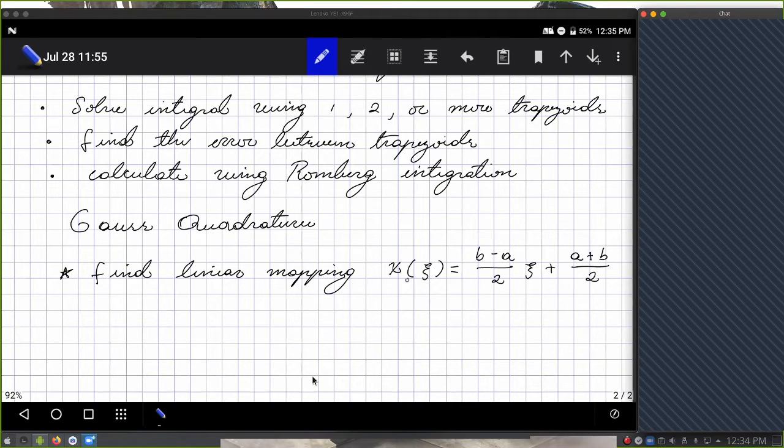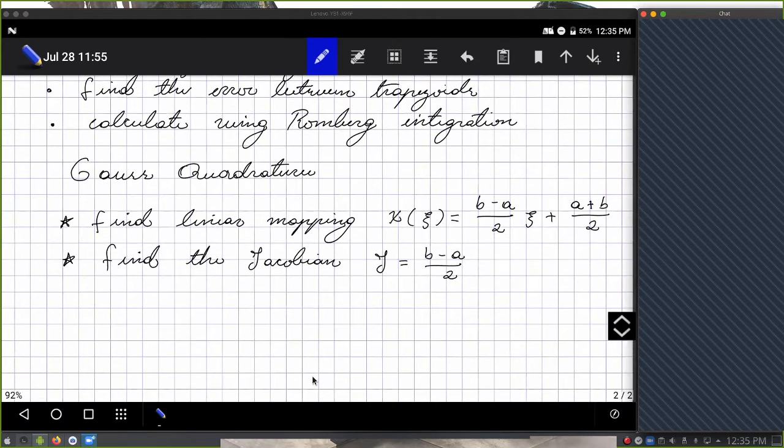So find the linear mapping, and then you also have to know how to find the Jacobian. All these formulas are on the formula sheet. I believe the Jacobian is just the first part, so (b minus a) divided by 2. I think that's the Jacobian, and the other one is the linear mapping, if I remember correctly. From there, you just have to know how to solve using Gauss quadrature.